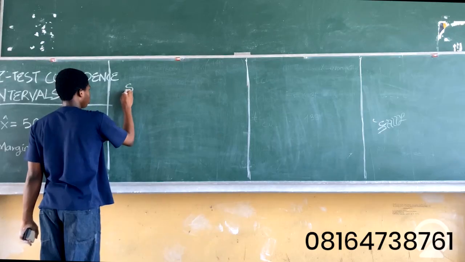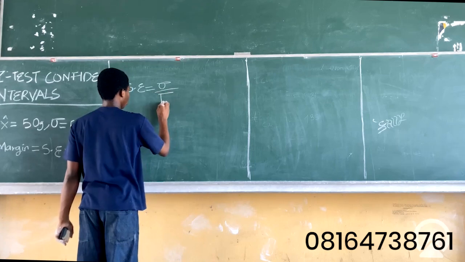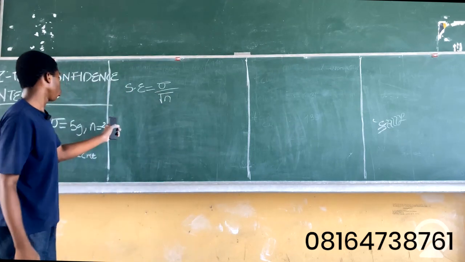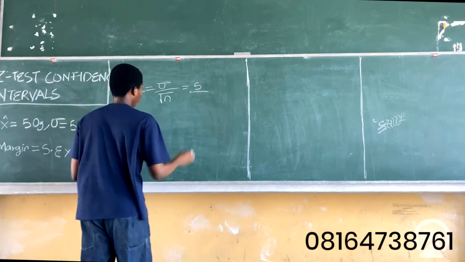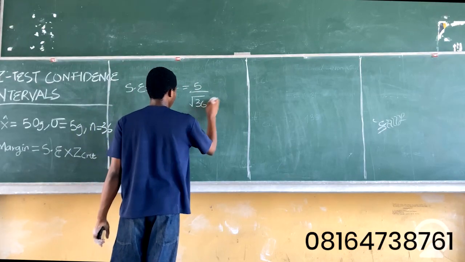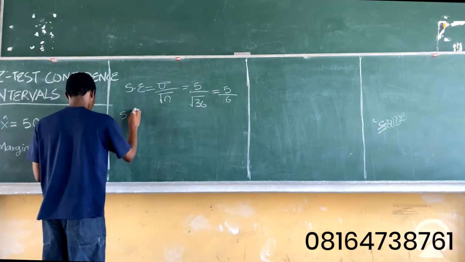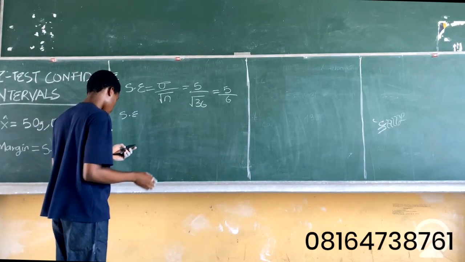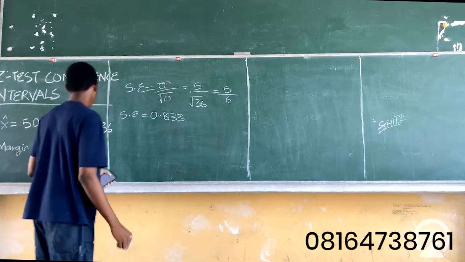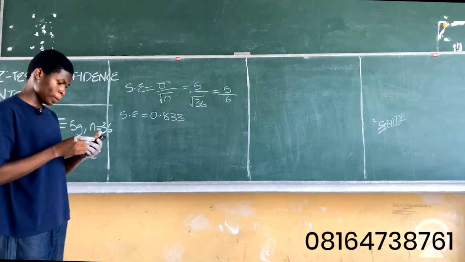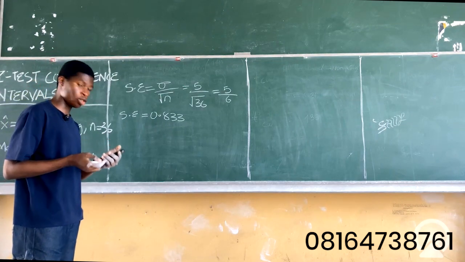So the standard error is given with the formula sigma over square root of n. From our equation, sigma is given as 5 grams divided by the square root of 36. So this is 5 over 6. SE, from our equation, is 0.833. Yes, that is it, 0.833.